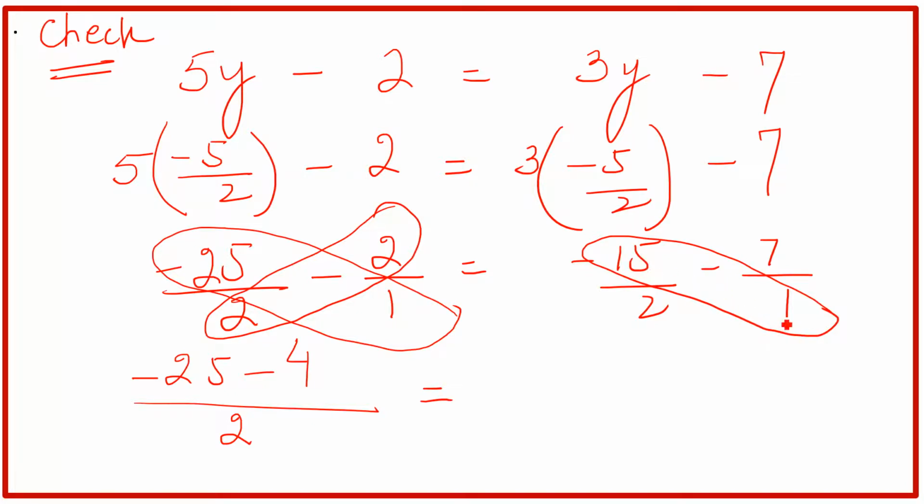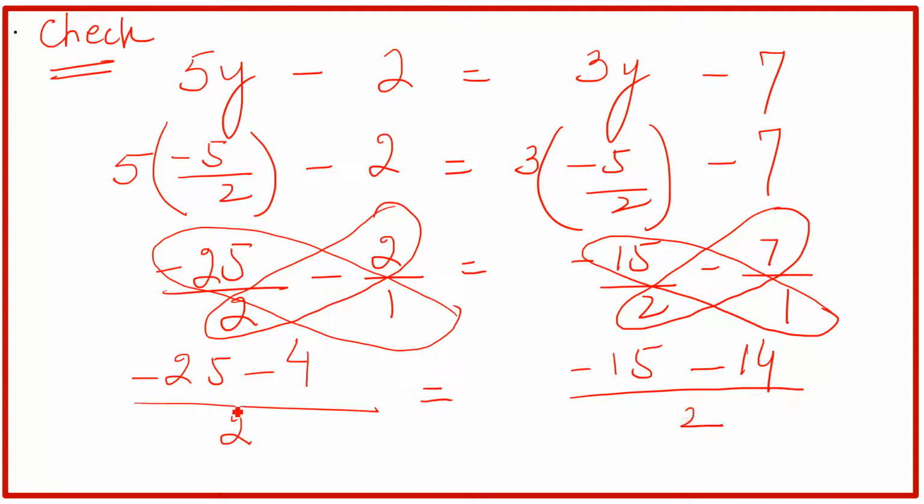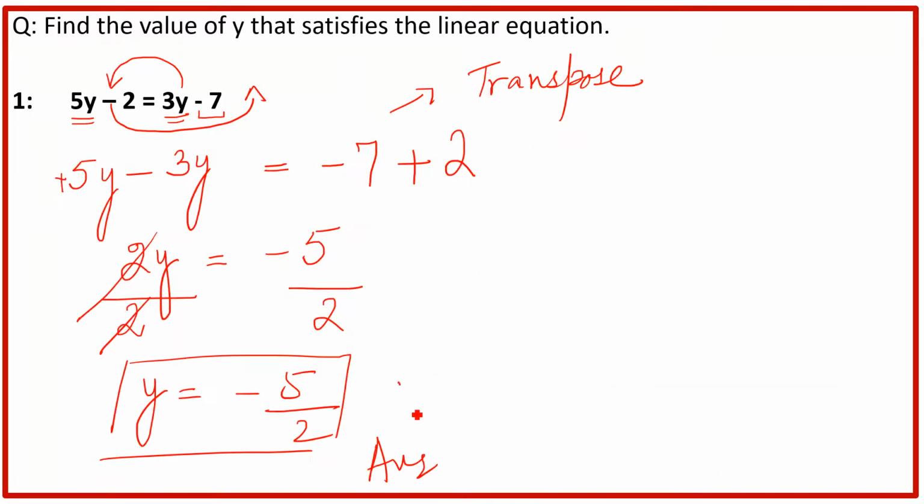15, minus 15 multiplied by 1, which is equal to minus 15, then this negative sign, and then this 7 times 14, and then you have to multiply the denominator 1 times 2. So minus 25 and minus 4 is equal to minus 29 over 2, and this is also equal to negative 29 over 2. See, both sides are equal. It means our answer is correct. Y is equal to negative 5 over 2.